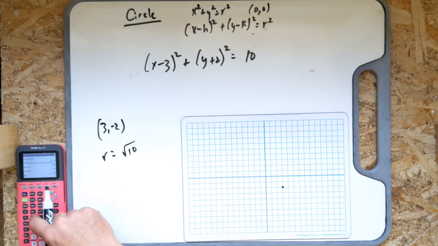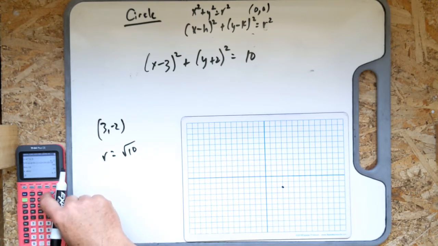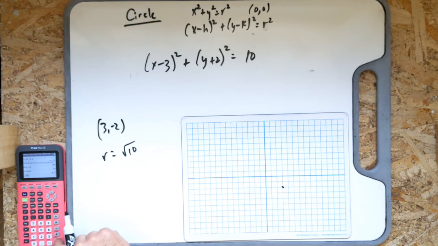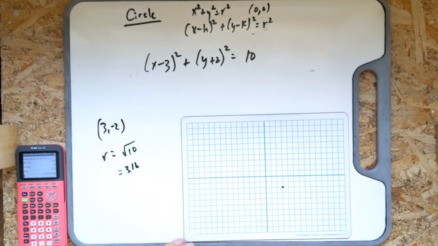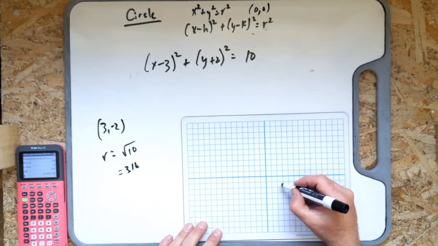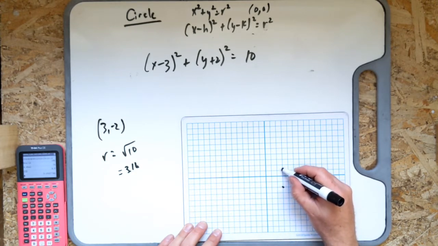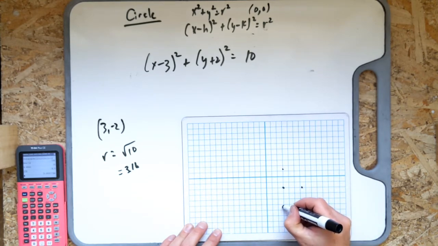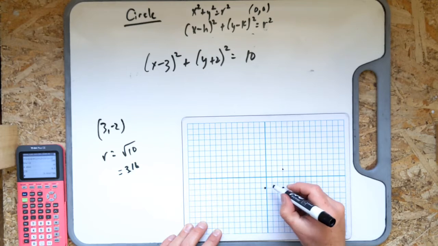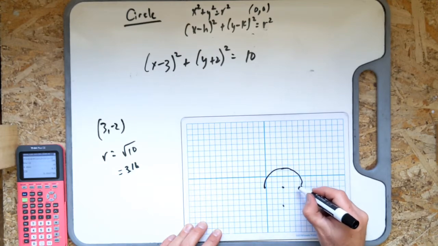Make sure I got the right number. I think it is 3.16 if I remember. Yeah, 3.16. So that means I have to count out 3.16 in all directions. 1, 2, 3 and a bit. 1, 2, 3 and a bit. 1, 2, 3 and a bit. And 1, 2, 3 and a bit. And then draw the circle.